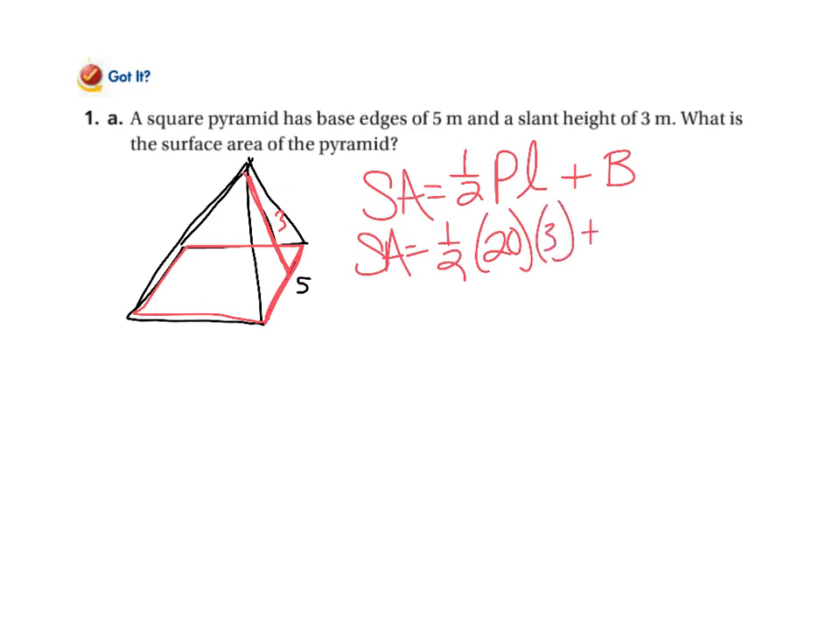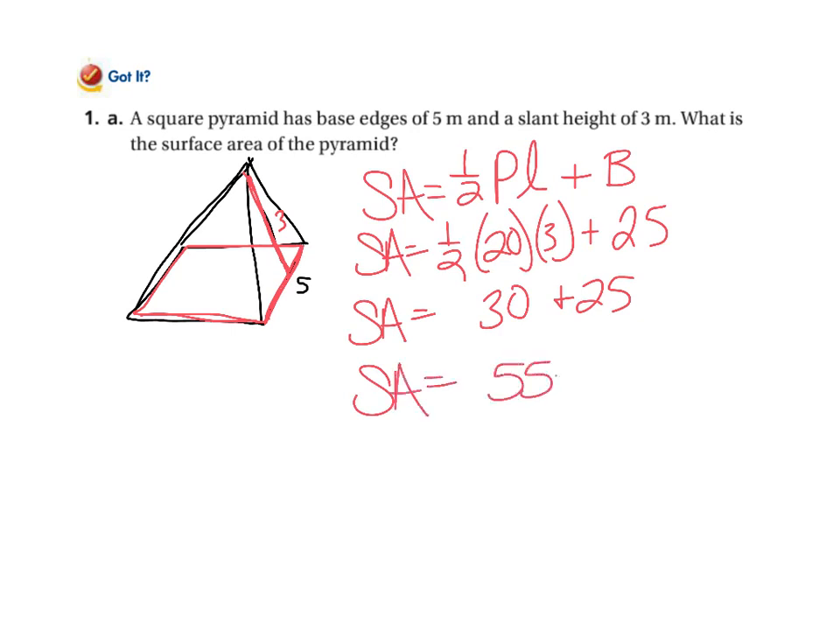Plus the area of the base, this is just a square. I would just do base times height. 5 times 5 is 25. All right, I think we can do this one in our head. No calculator needed. Half of 20 is 10, times 3 is 30, and 30 plus 25 is 55 meters squared.